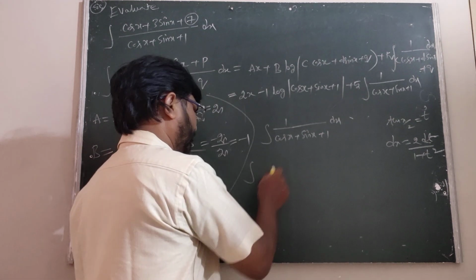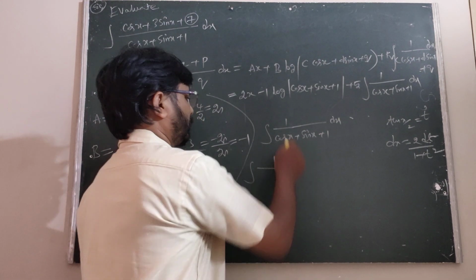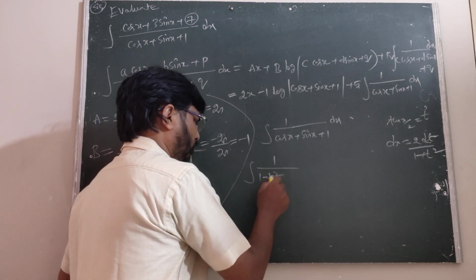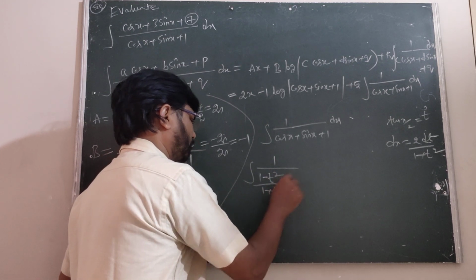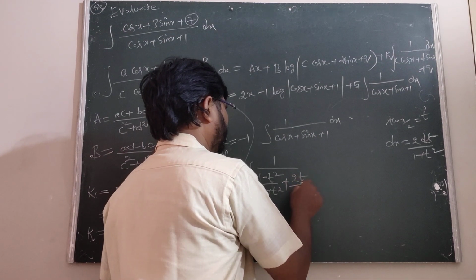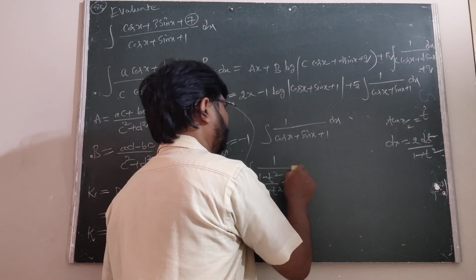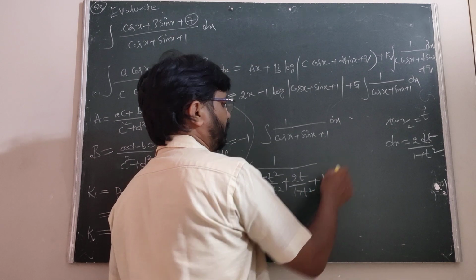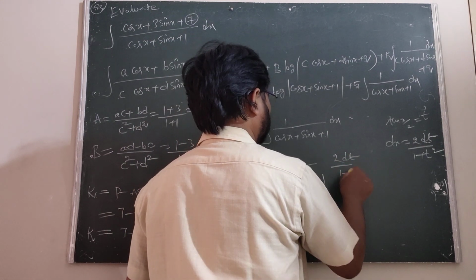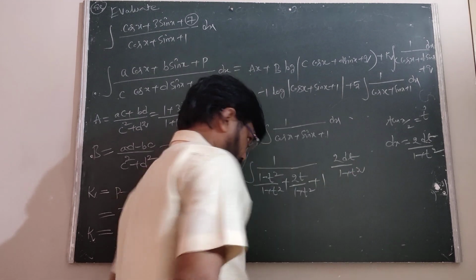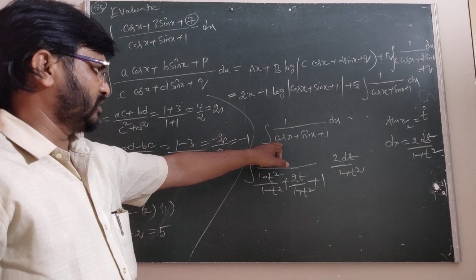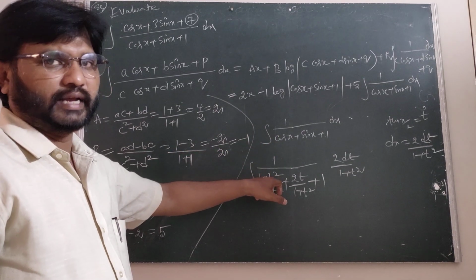Therefore now this is the integral of 1 upon, cos x is (1 minus t square) by (1 plus t square), sin x is 2t by (1 plus t square), plus 1, into 2 dt by (1 plus t square). Everyone understand here? Cos x is (1 minus tan square x by 2) by (1 plus tan square x by 2).